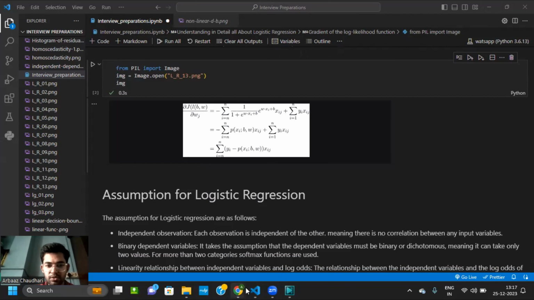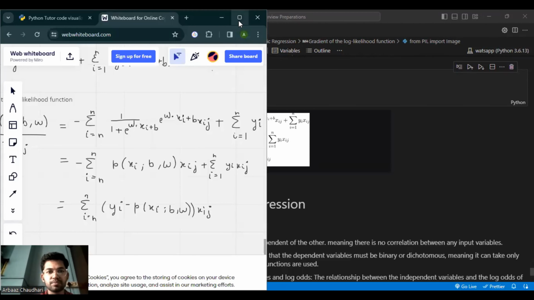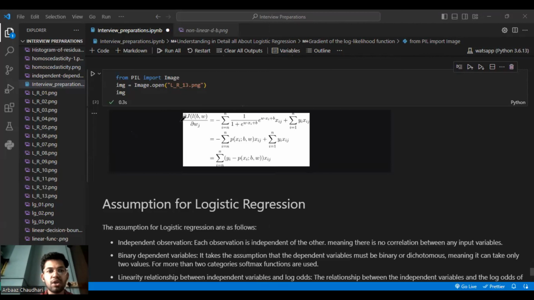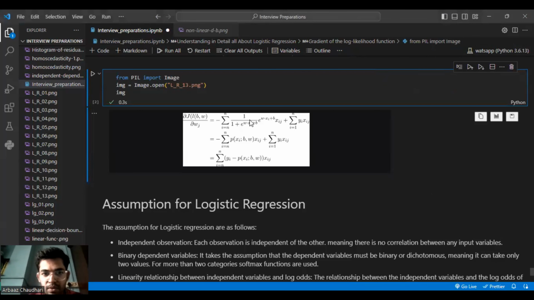So let me go to the whiteboard. Gradient of the log likelihood function, with this Greek letter: the likelihood of bias, comma, weight, divided by this Greek letter, weight of j, is equal to the summation of i equal to 1 to n.